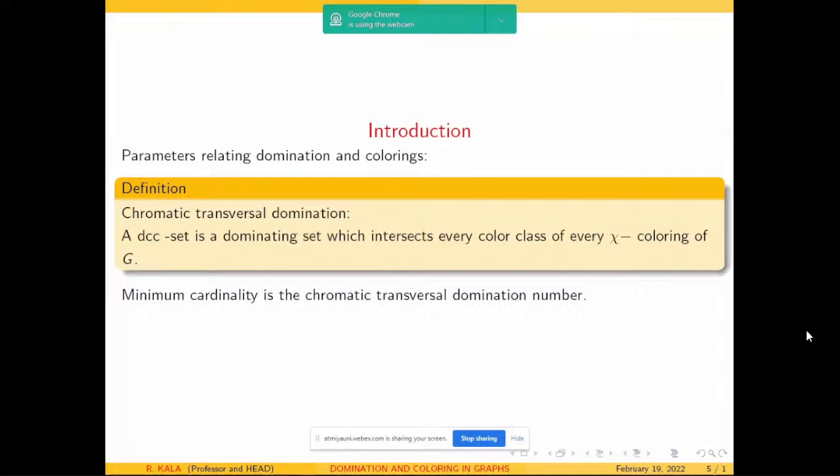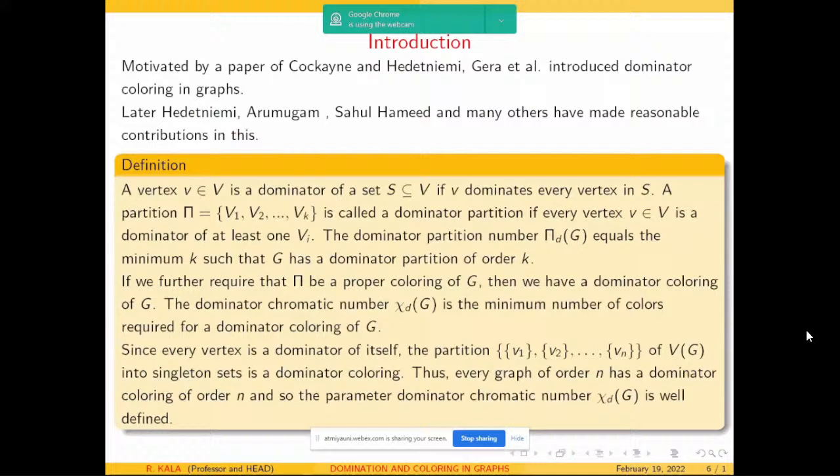And then there is the chromatic transversal domination. You know, if you are given a set of lines, a transversal is a line that should intersect all of them. That is the motivation for defining this parameter. So a chromatic transversal dominating set is a dominating set which intersects every color class of every chi coloring. The minimum cardinality is the chromatic transversal domination number.